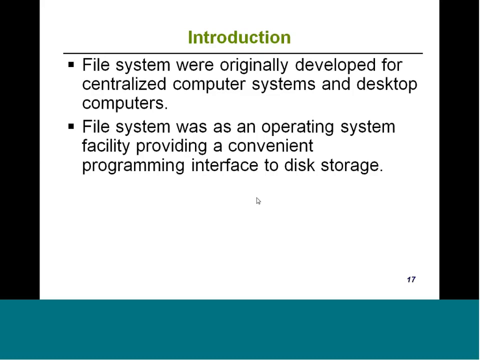So let's look at the file system. The file system was originally developed for a centralized computer system or a desktop system. It was an operating system facility providing a convenient programming interface to disk storage. So you know that basically the memory itself, we will go into the various hierarchies of memory, but there is a storage that you can think of in the software context where the programs are stored. When we started looking at the shells, we learned about the difference between the programs and the processes.